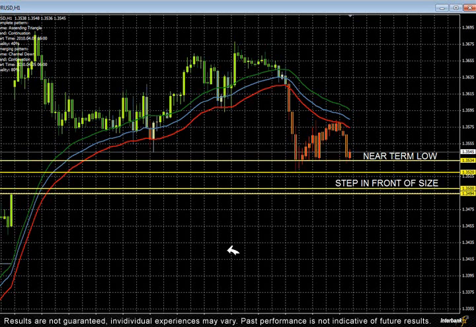And the idea behind stepping in front of size is twofold. Number one, I don't want to be there with all those other orders waiting at the big figure, at that major psychological level. And I also got to think about the way I need to actually get my fill. Now, if we break the 00, great, no problem. But if we don't, what if we actually bounce off the 00? My executable order was going to be about 3 to 5 pips above it, right? Okay? So that is what we're looking at here.